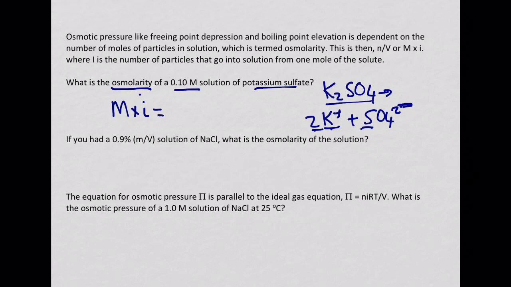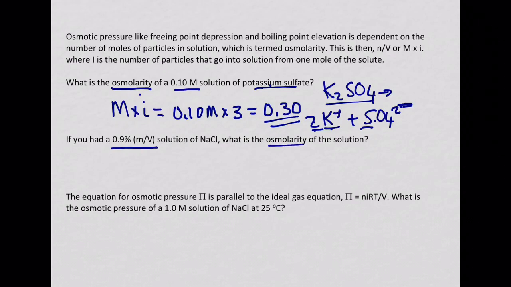So if we were applying that, we would have 0.1 molar of the solution times 3, because we have 3 particles come from 1 mole of this, and so we'd get an osmolarity of 0.3. This one is a little bit different.